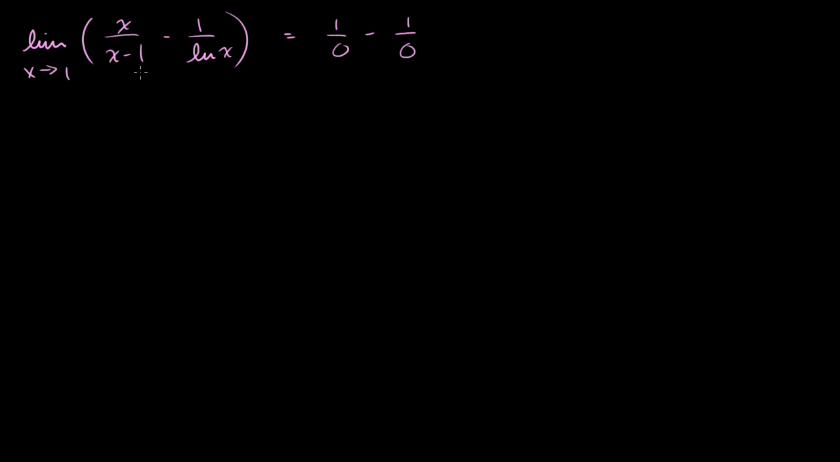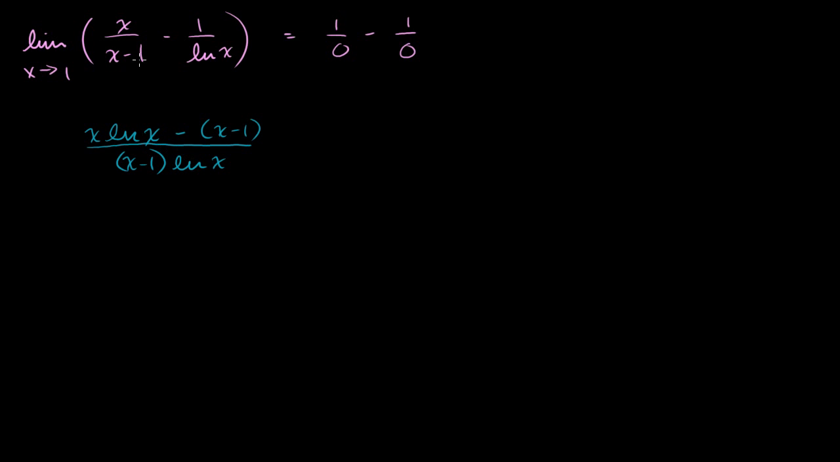And to do that, let's just see what happens if we add these two expressions. So if we add them, the common denominator is going to be x minus 1 times the natural log of x. I just multiplied the denominators. And then the numerator is going to be, if I multiply this whole term by natural log of x, x natural log of x, and then this whole term I'm going to multiply by x minus 1. So minus x minus 1.